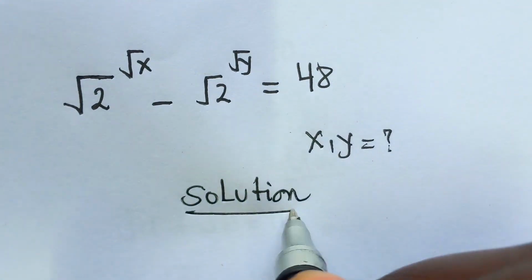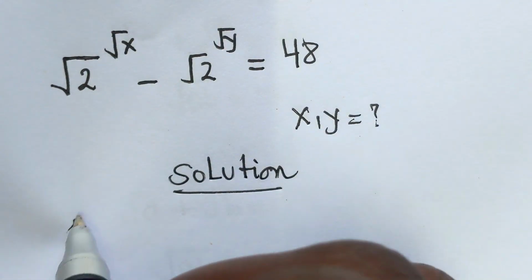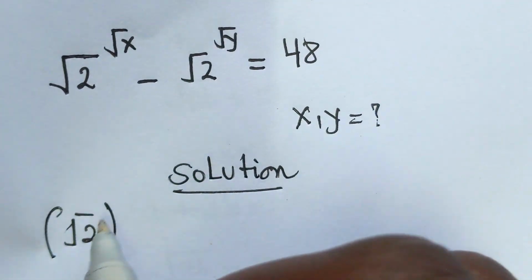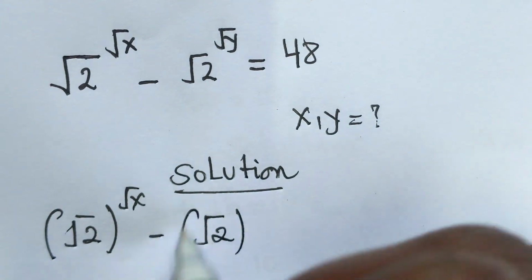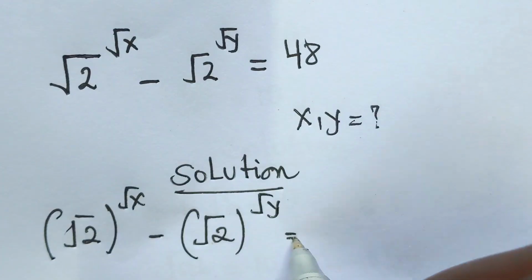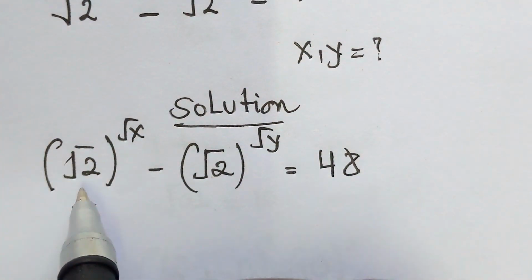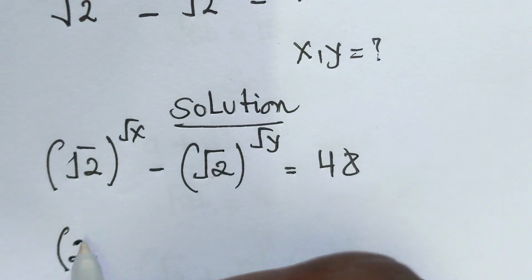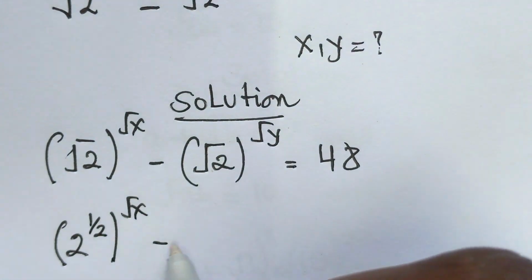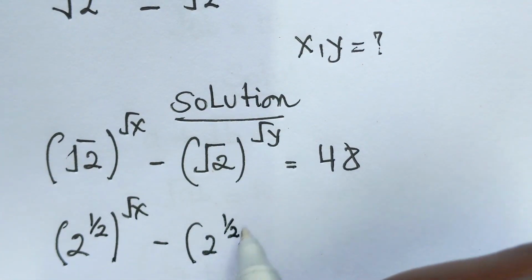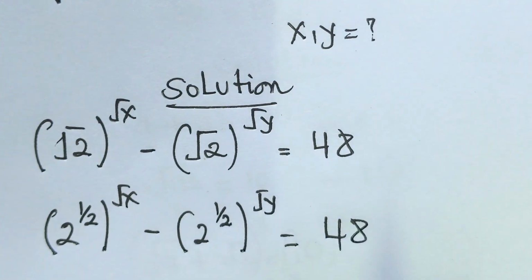First, as you know, you're supposed to copy the question. We have square root of 2 power square root of x minus square root of 2 power square root of y equals 48. At this moment, we know that square root of 2 is equal to 2 power 1 over 2. So this becomes 2 power 1 over 2, power square root of x, minus 2 power 1 over 2, power square root of y, equals 48.